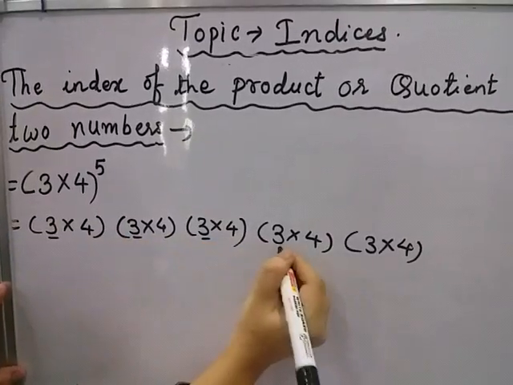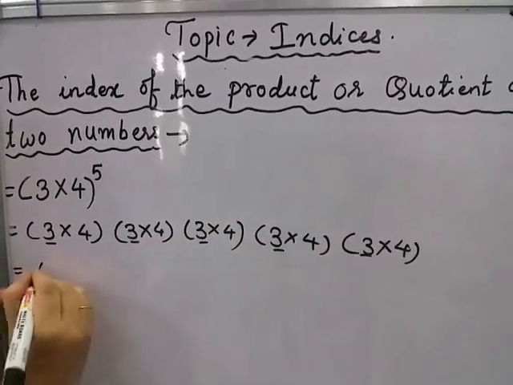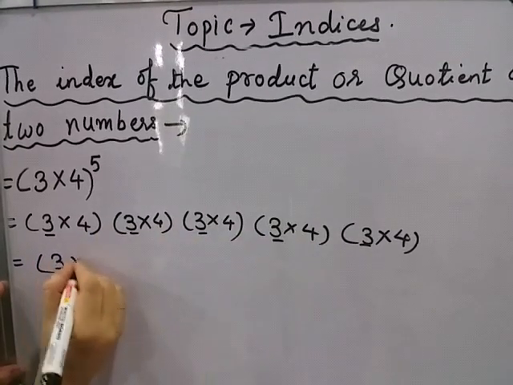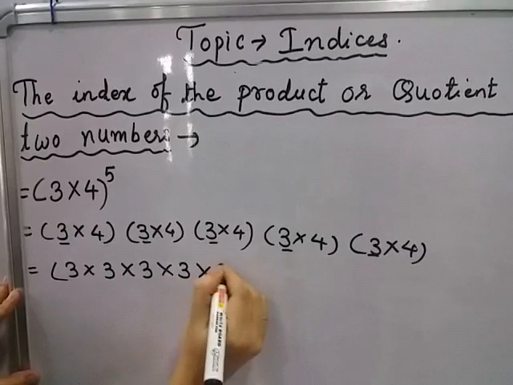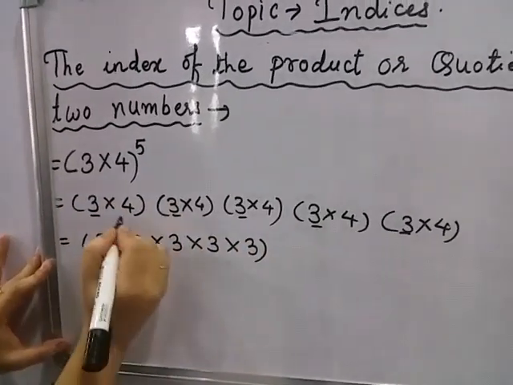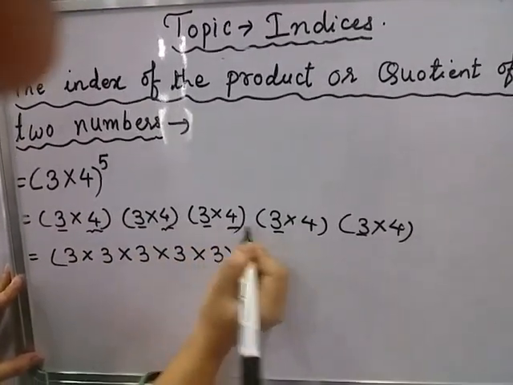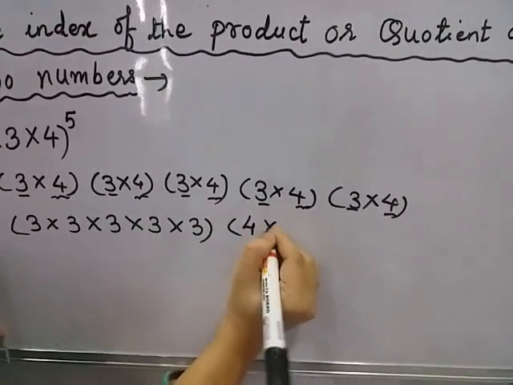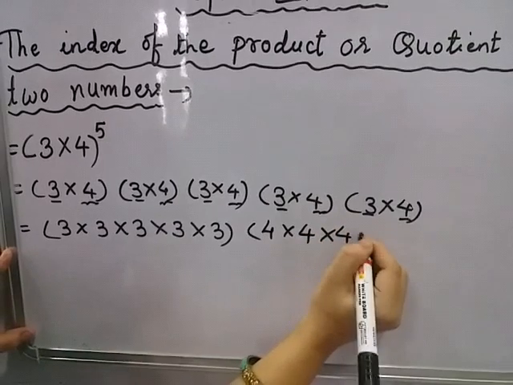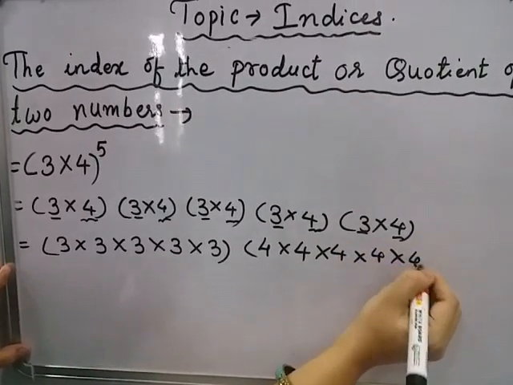All these 3s, take them together. How many 3s are there? 5. 1, 2, 3, 4 and 5. And then all these 4s, take them together. How many are there? 5 again. So 1, 2, 3, 4 and 5.